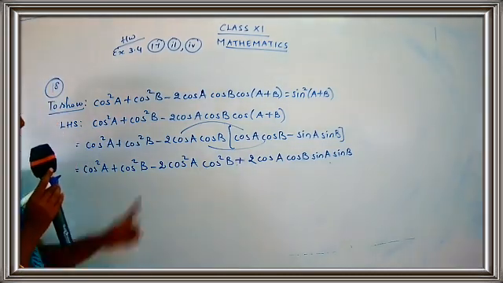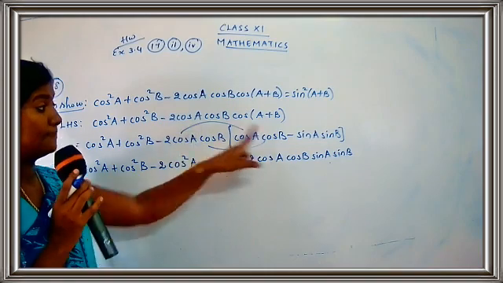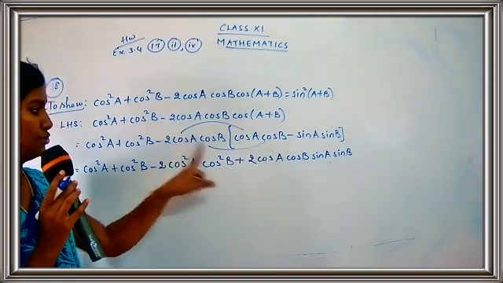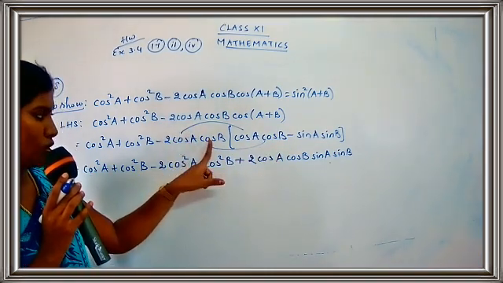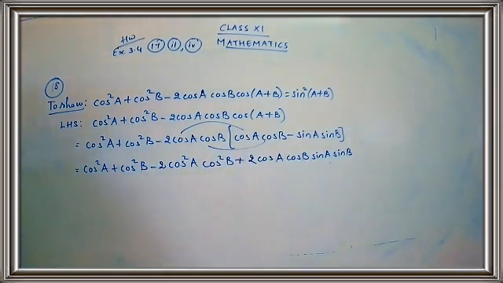And one more thing, do not forget to focus on the sign. Minus minus turns to plus. So 2 into cos A cos B sin A sin B. So you get cos square A plus cos square B minus 2 cos square A cos square B plus 2 cos A cos B sin A sin B.